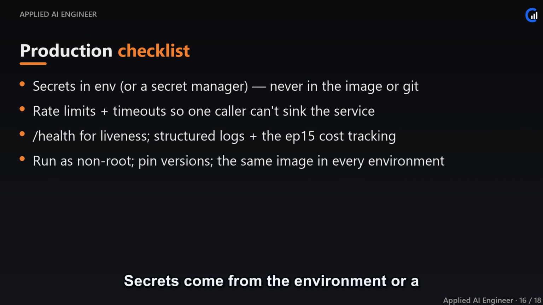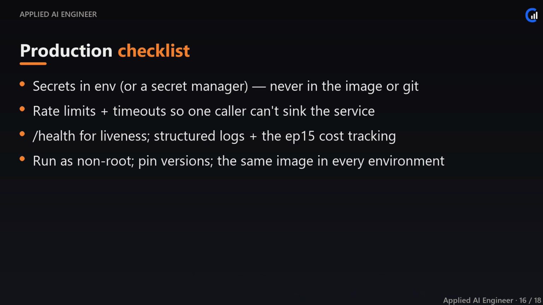Secrets come from the environment or a managed secret store, never the image or Git. Every public endpoint has a rate limit, and every model call a timeout. A cheap health endpoint reports liveness, and you keep the structured logging and cost tracking we built last episode running in production. The container runs as a non-root user with pinned dependency versions, and the exact same image flows from your laptop through CI to production. None of this is glamorous, and all of it is what separates a weekend demo from a service people can rely on.